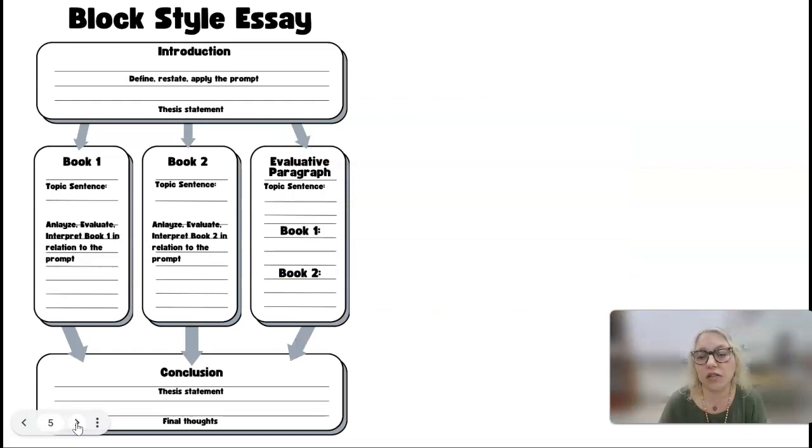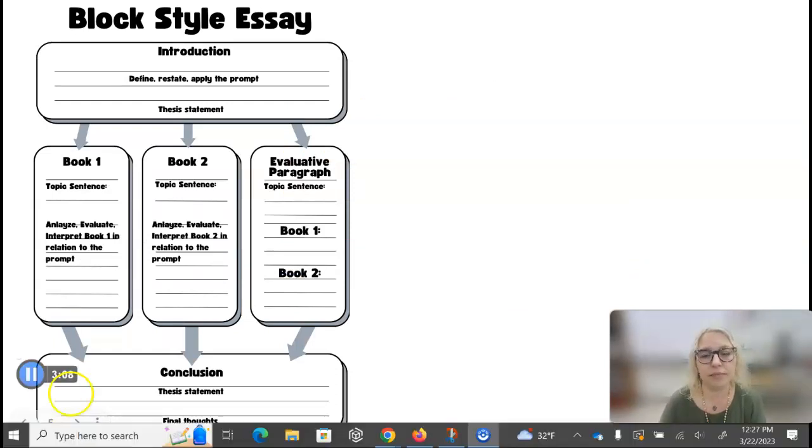All right, we're also talking organization for this mock paper 2 essay. And so it's really important that you look carefully at how you're organizing your essay. My suggestion is to use the block style, where we have an introduction where you're focusing on the prompt, defining it, restating it, applying it to the books that you've read. And then you end with the thesis statement in the introduction.